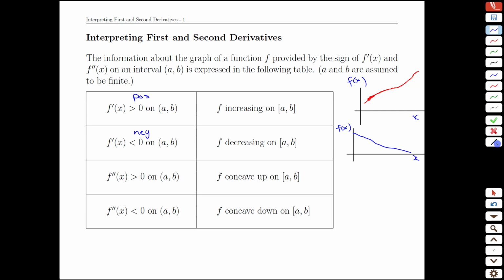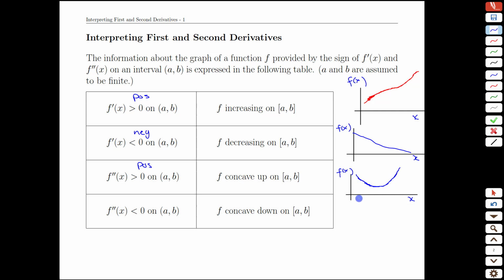The second derivative is a little more interesting. The second derivative, remember, is about concavity. So if we have the second derivative being positive, then what we can infer about the function is that the function itself is going to be concave up. And what that means is if we have slopes, the slopes are getting more towards the positive side. And it can be anything in this shape here.